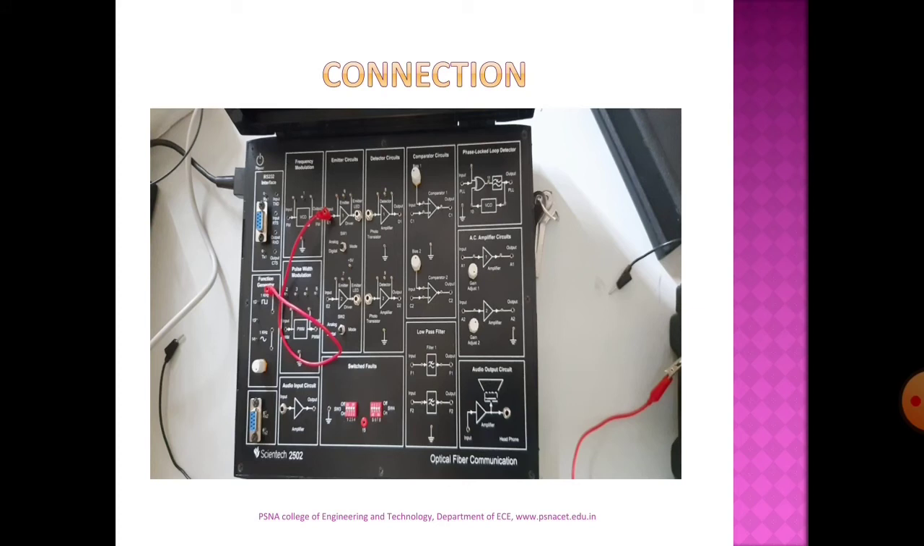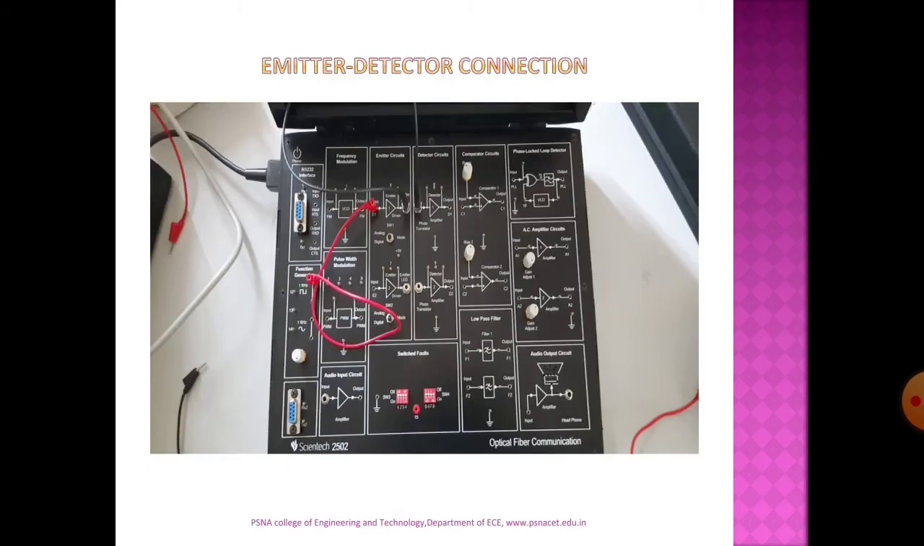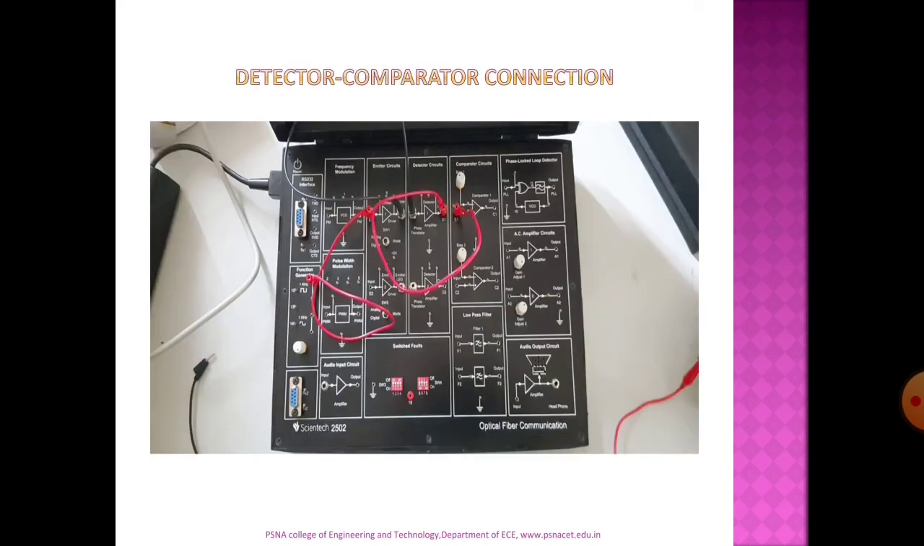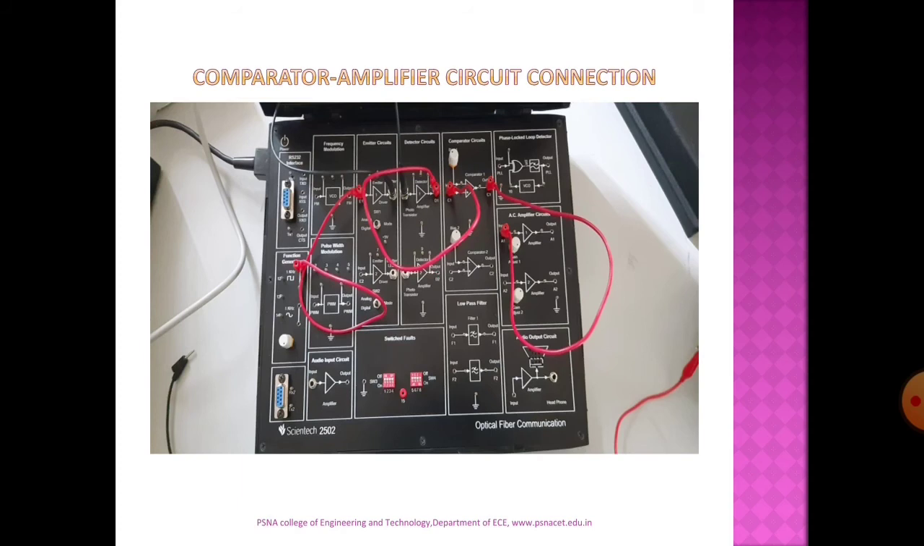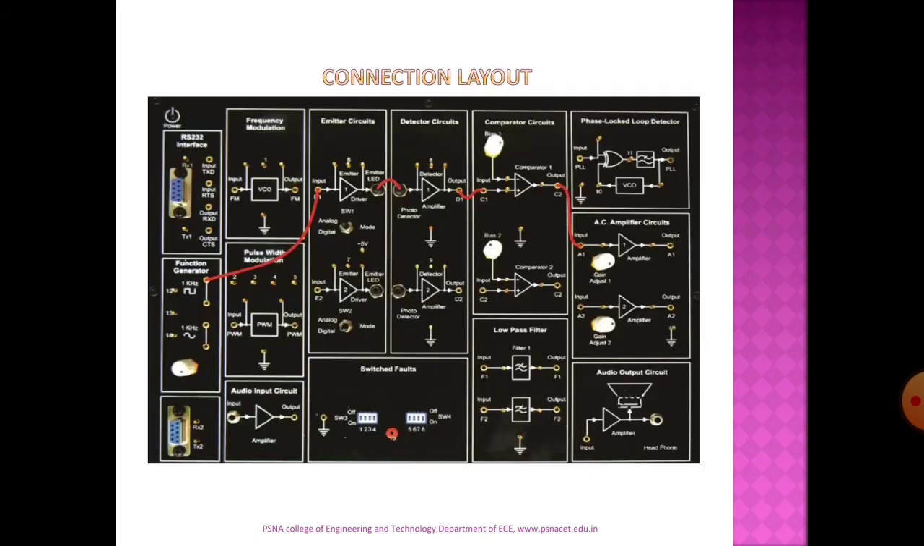The signal from the function generator has to be given to the emitter circuit to emit an optical signal. The output from the emitter has to be taken by means of an optical fiber and given to the detector, that is the photo detector. The signal from this photo detector has to be given as an input to the comparator so as to produce a comparative output. The signal from this comparator has to be fed to the amplifier to amplify the signal. So this will be a complete connection layout.